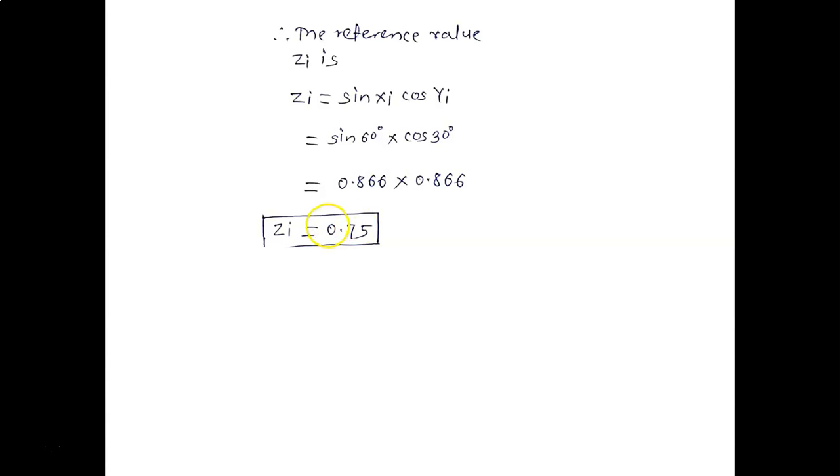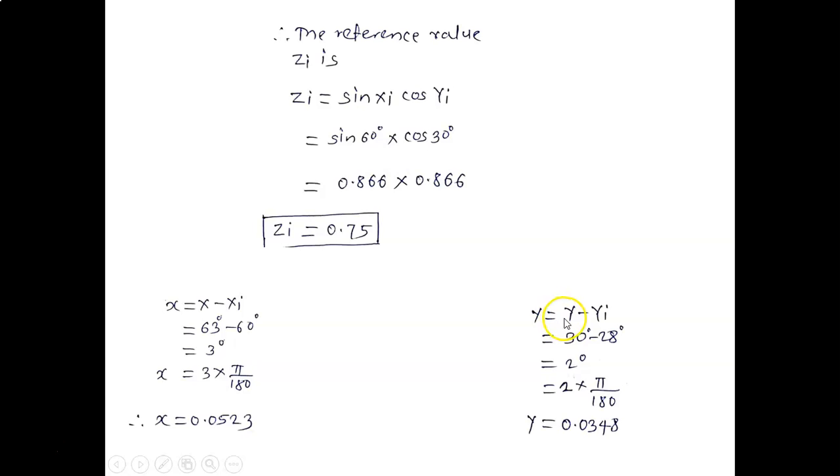Now, we will find out the variation in small z, the variation small z due to variation in x and y. First of all, we will find out values of small x and small y. Small x is equal to x minus xi, which is equal to 63 minus 60 degree, which is equal to 3 degree. Therefore, small x is equal to 3 degree into pi by 180, which is 0.0523.